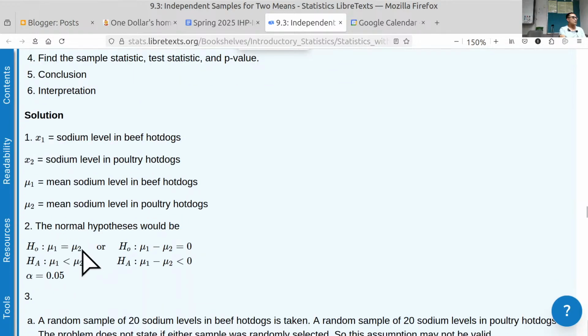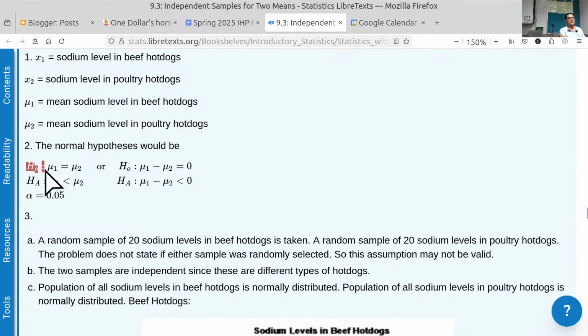The solution: X1 is the sodium level in beef hot dogs. X2 is the sodium level in poultry hot dogs. And mu1 is the mean sodium level in beef hot dogs. Mu2 is the mean sodium level in poultry hot dogs. The null hypothesis is that they are equal. The alternative hypothesis is that they are not equal, and the alpha level is 0.05.